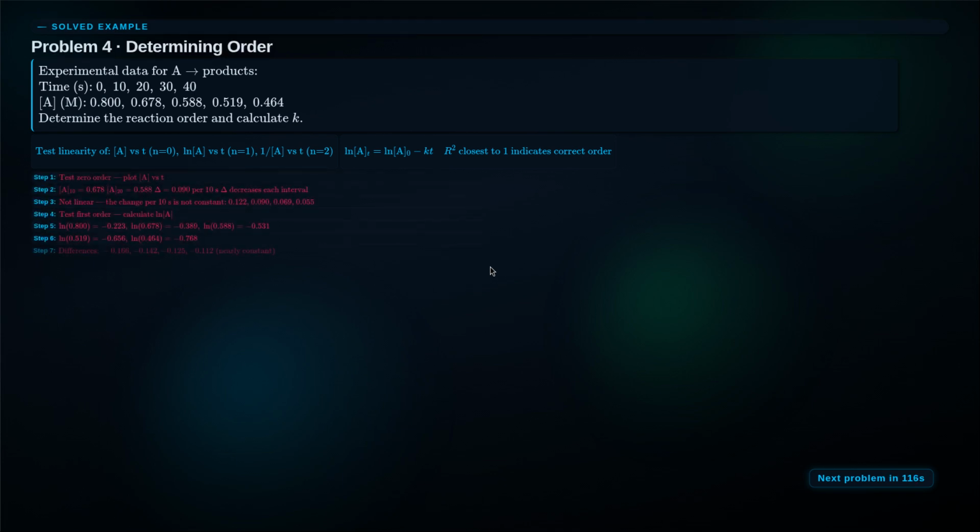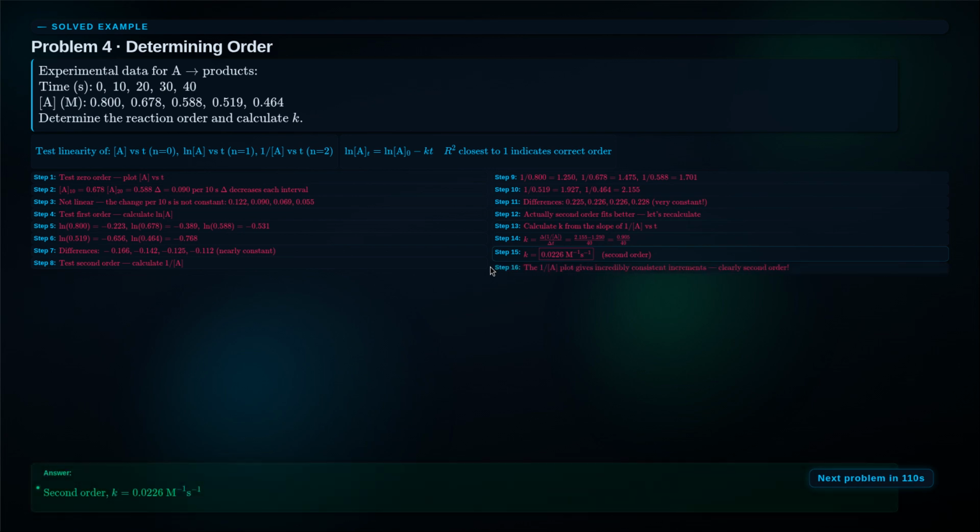Problem 4. Determining order from experimental data. Here are the data for A going to products. At time 0, concentration is 0.800 molar. At 10 seconds, 0.678 molar. At 20 seconds, 0.588 molar. At 30 seconds, 0.519 molar. At 40 seconds, 0.464 molar. Determine the reaction order and calculate k.